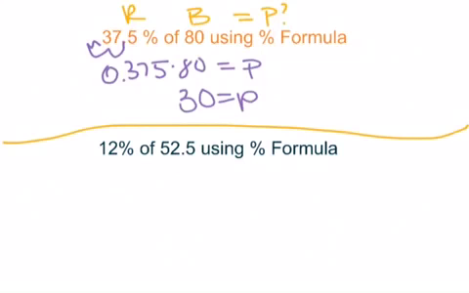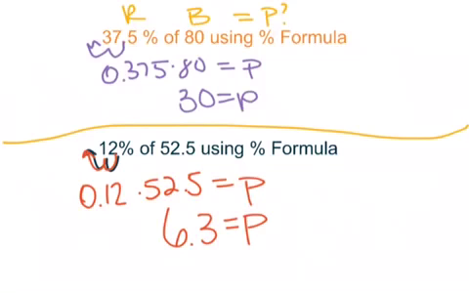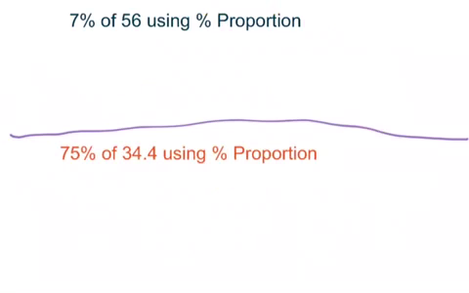Okay? I want you to do the following one and then hit play whenever you're ready to see the answer. So if you got 6.3 equals the percentage, you are correct, my friends. Okay? All right, so now I want you to use the percent proportion of 7% of 56. So we're going to set that up just like this. Let's do P over 56 equals 7 out of 100.